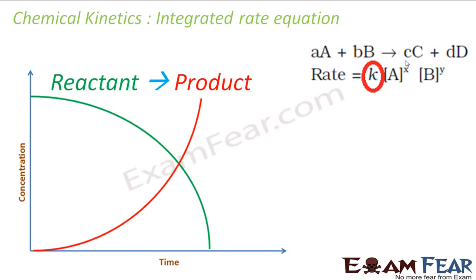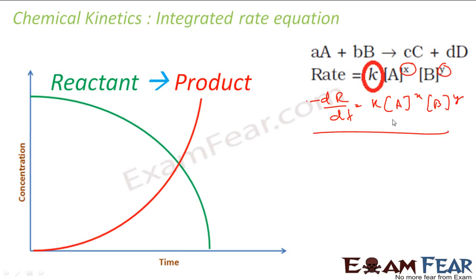For an equation A plus B is equal to C plus D, my rate is nothing but k [A] to the power x [B] to the power y. These are experimental values, and rate is nothing but minus d[R]/dt. Right? It is nothing but k [A] to the power x [B] to the power y.